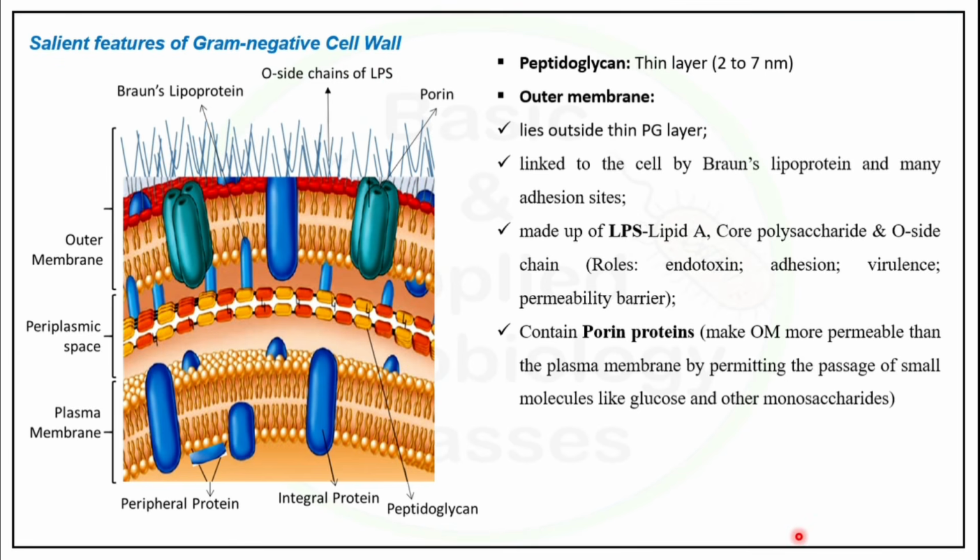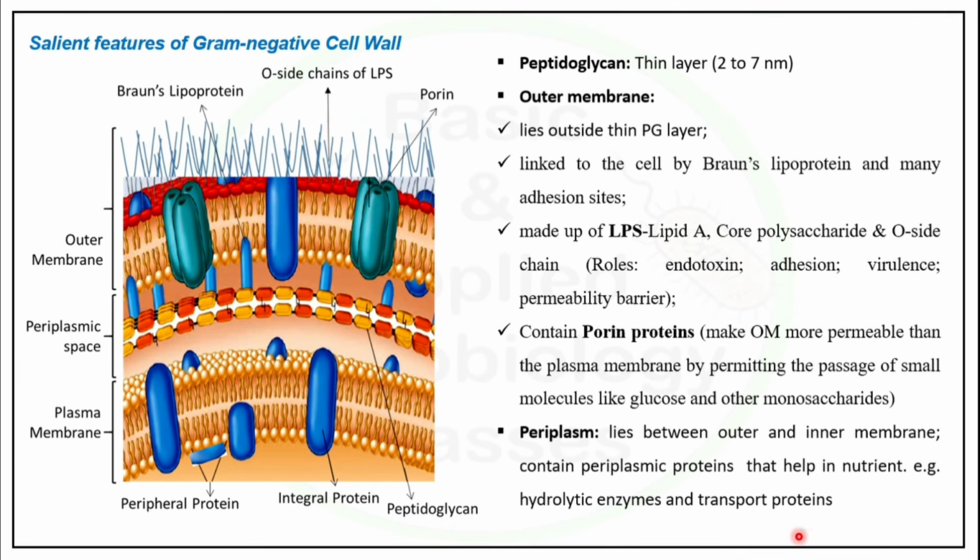So next is periplasm, right? Periplasm. Already you now know about the periplasmic space. The periplasmic space is the space lying between the outer membrane and the plasma membrane, right? And there is a substance which occupies this periplasmic space that we actually call periplasm, right?